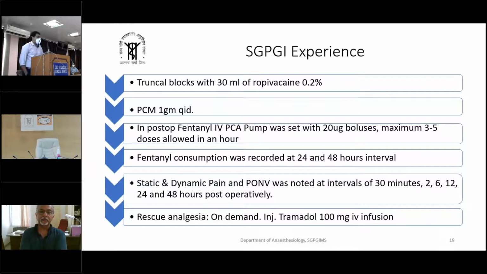Static pain, dynamic pain and postoperative nausea vomiting were noted at intervals of 30 minutes, 2 hours, 6 hours, 12 hours, 24 hours, and 48 hours postoperative. We gave rescue analgesia whenever there was breakthrough pain, that is, whenever despite our measures, the patient complained of pain. So we gave rescue analgesia on demand of the patient. For that, injection tramadol 100 mg slow IV infusion was given. One more thing: all these patients were explained in the pre-op period itself how to use the PCA pump and how to give boluses. Their relatives were also explained the same.